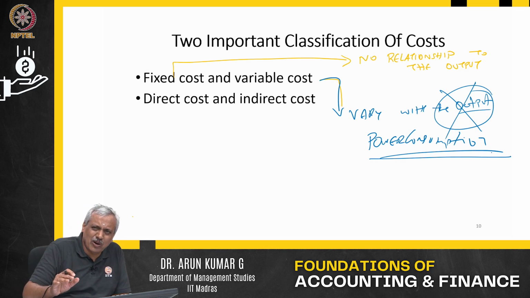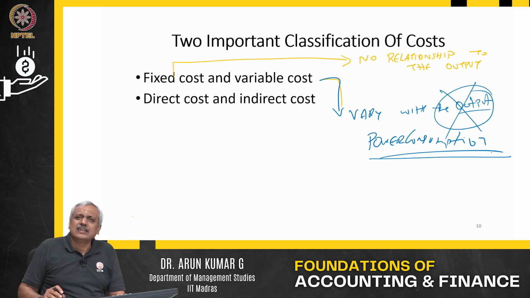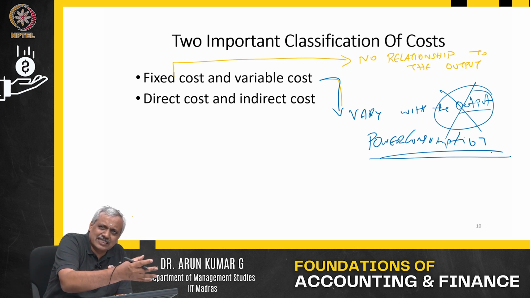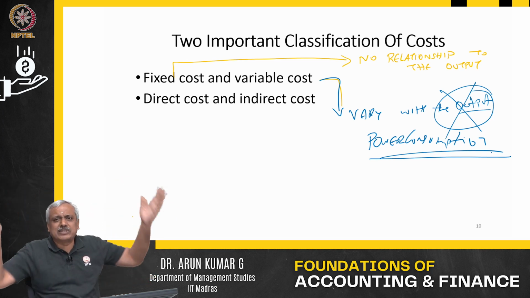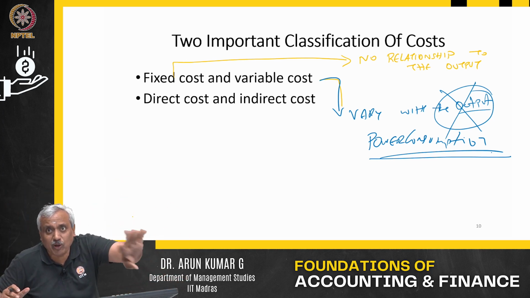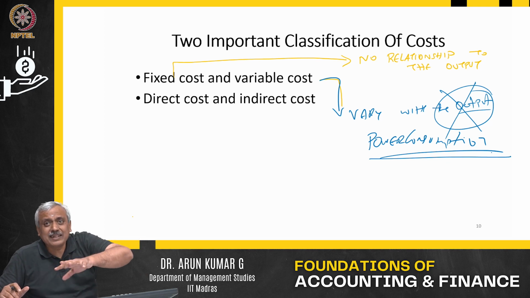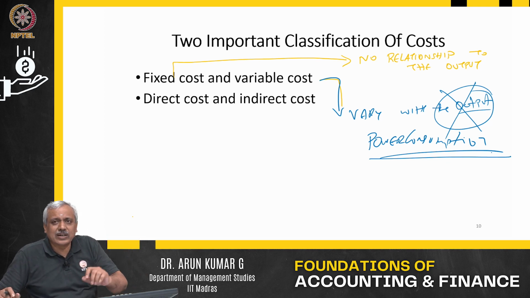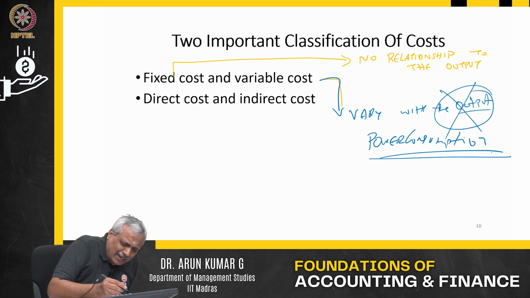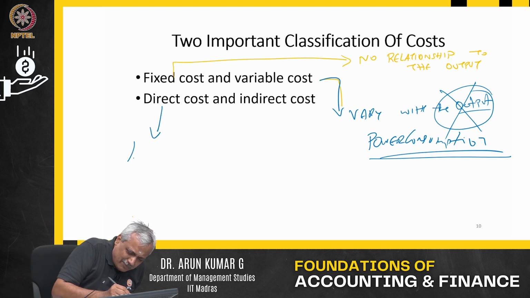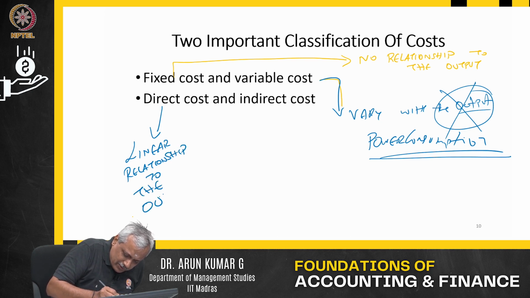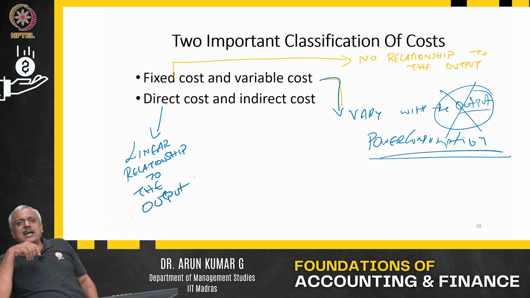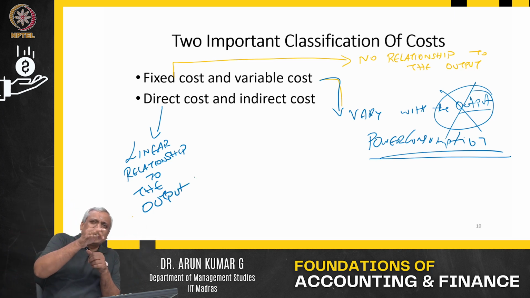Does it have a relationship with output? Might not. The power consumption of the machine will have a direct relationship to the output. The general power consumption, lighting of the factory, will not have a relationship to the output. That is where you have to hold it for a minute. Now, when I explain what is called direct cost, here I believe in a linear relationship to the output.